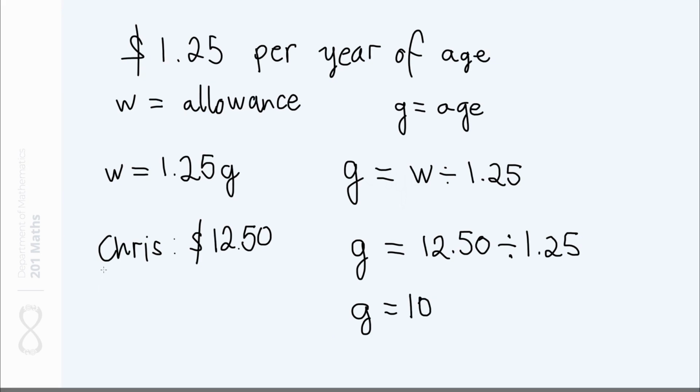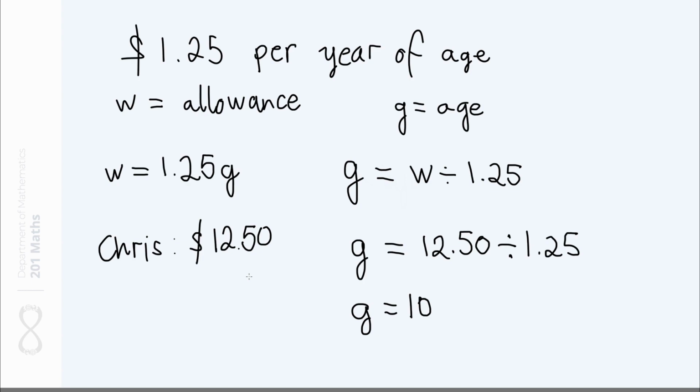Now, you might be asking yourself why in one case we multiply and in the other case we divide. One way to understand that is that when we go from knowing the age, so we go from age, what we know, to what we don't know, which is the allowance. So from age to allowance, in the first two cases we did, it's the opposite of going from allowance to age, as we just did for Chris with the $12.50. So if we multiplied when we go from age to allowance, when we go from allowance to age, it means we need to divide.